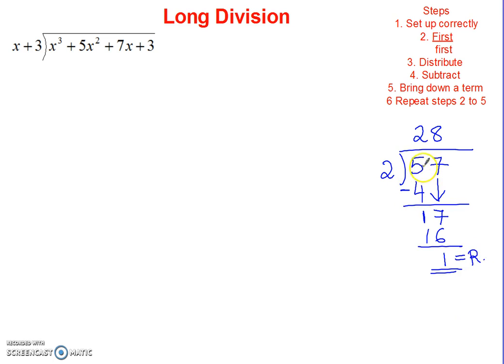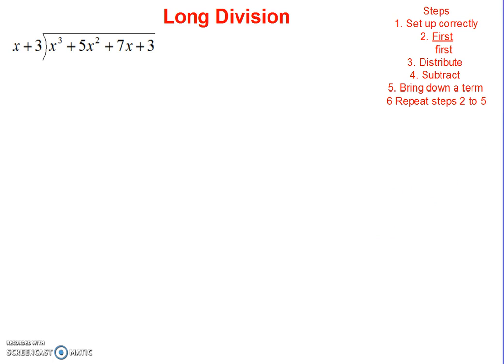So the process here is to see how many times it will go into the first number first. And then you subtract. Then you bring down a term. Then you subtract again. If there was another number here, you would bring it down, and then you get your remainder. So that's kind of how we do long division on numbers. When you do long division on polynomials, it's pretty much the same, but with a slight difference. So I'm going to show you that now.